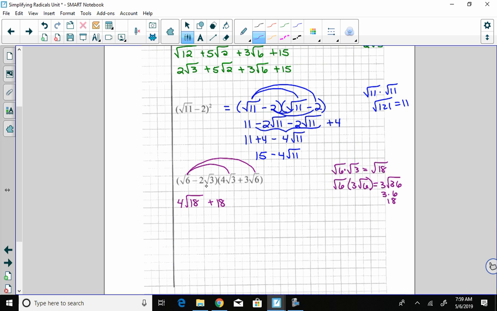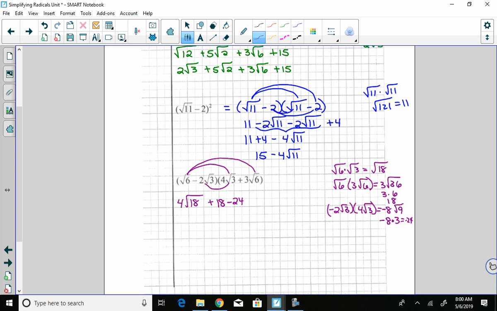All right, inside. Negative 2 root 3 times 4 root 3. I'm going to get negative 8 square root 9, or negative 8 times 3, which I know is negative 24.